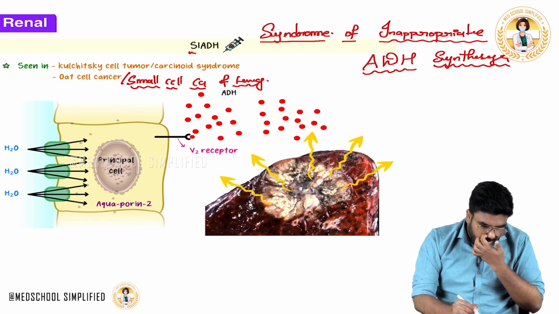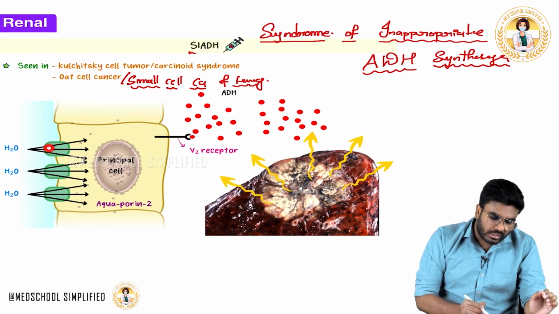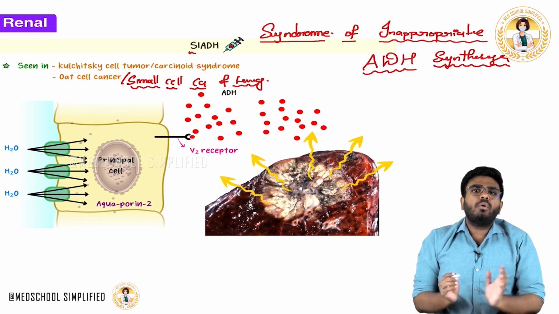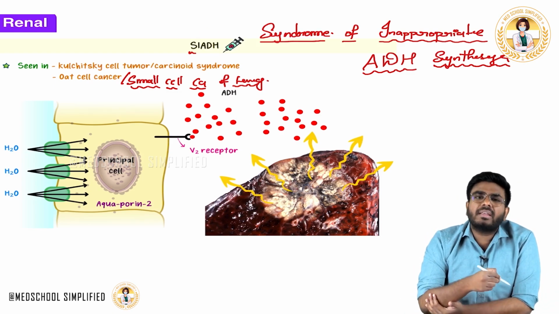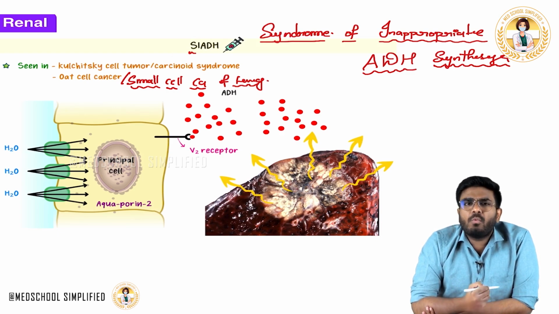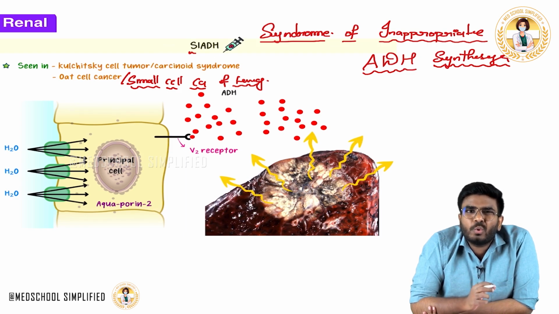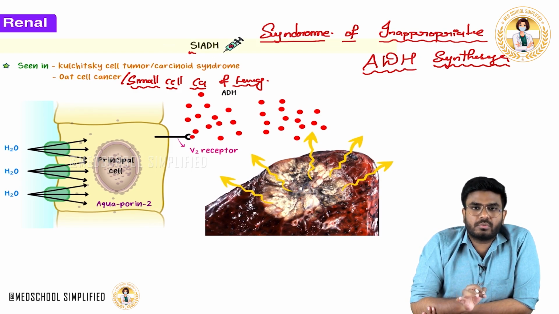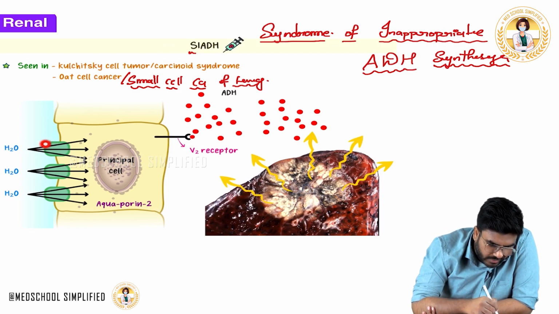The V2 receptors being stimulated means continuously, 24/7, water is getting reabsorbed. Now tell me, in the syndrome of increased antidiuretic hormone synthesis, what happened to the urine production? What happened to the urine volume? More urine or less urine? Sir, less urine will be produced. Why? Because more water is getting reabsorbed.